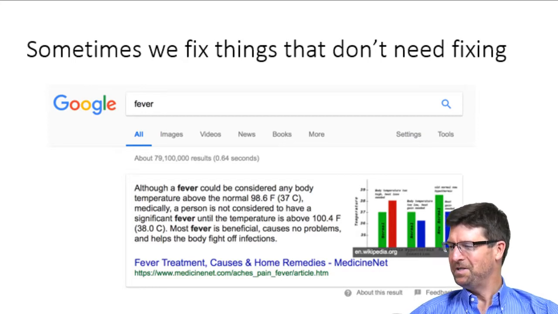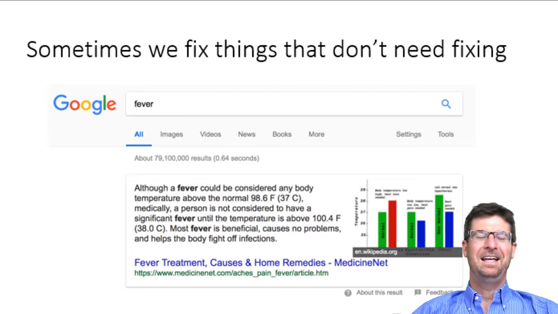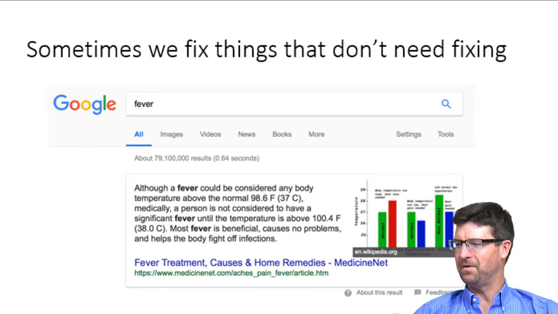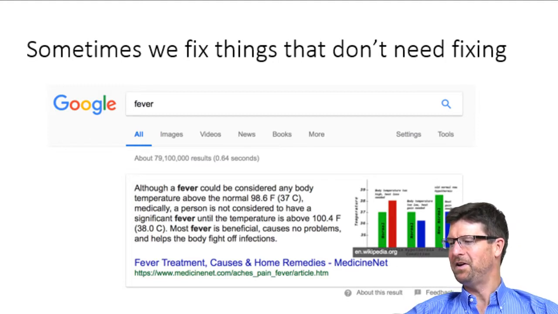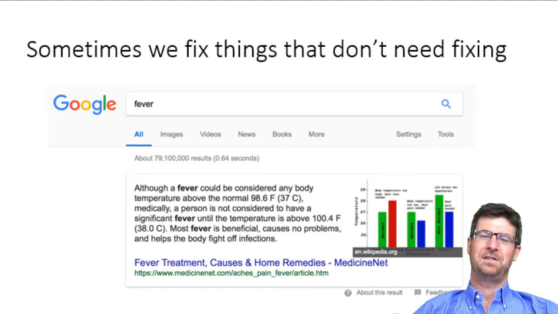So I went to Google this morning, and I did this on my own personal laptop, and I know that Google uses an algorithm that reflects something about your previous searches. So this may not be what you find when you Google fever, but I put fever in the search bar, hit the return tab, and it gave me 79 million results. And what I like about this is that if you look at the last sentence here, it says most fever is beneficial, causes no problems, and helps the body fight off infections. So this is what Google returns as the number one result, which is great.